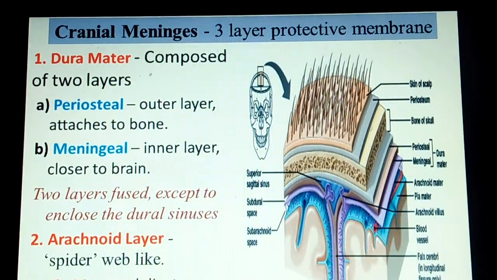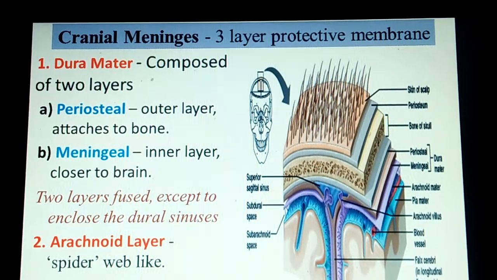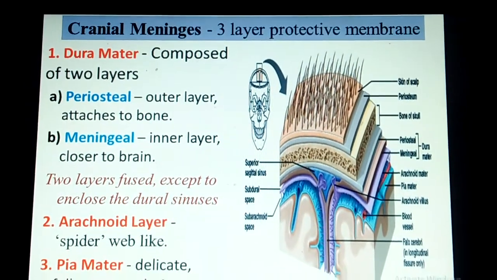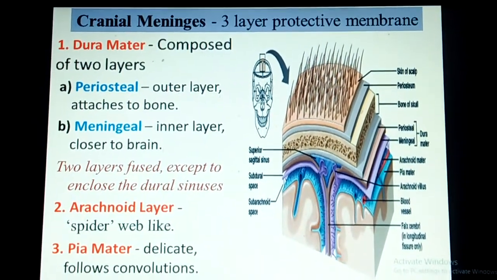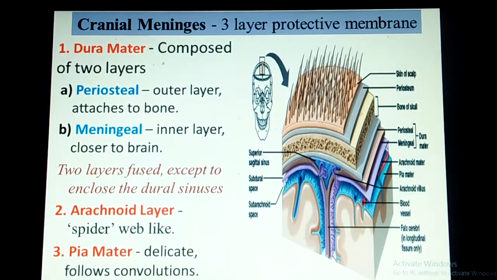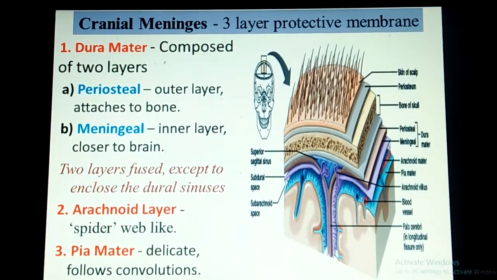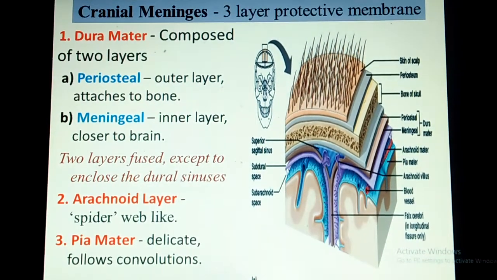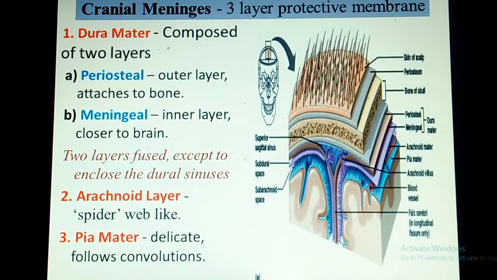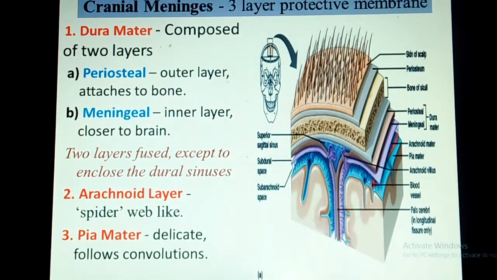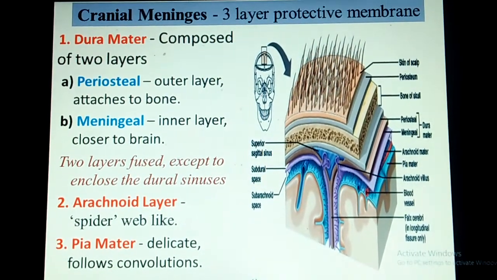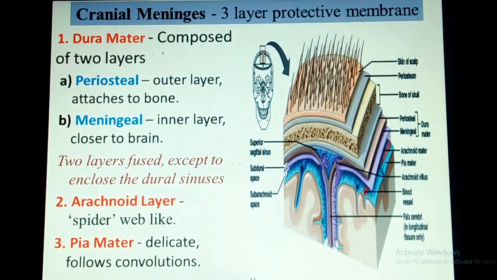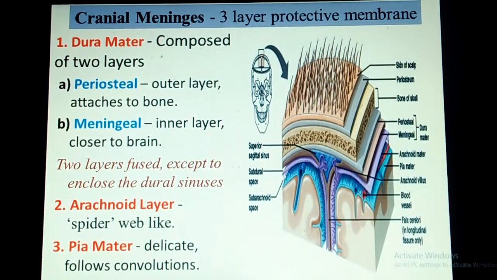Cranial meninges contain three layers of protective membrane: the dura mater, arachnoid mater, and the pia mater. Dura mater is composed of two layers, periosteal and meningeal. The periosteal outer layer is attached to the bone. The meningeal inner layer is closer to the brain. The two layers fuse except to enclose the dural sinuses.